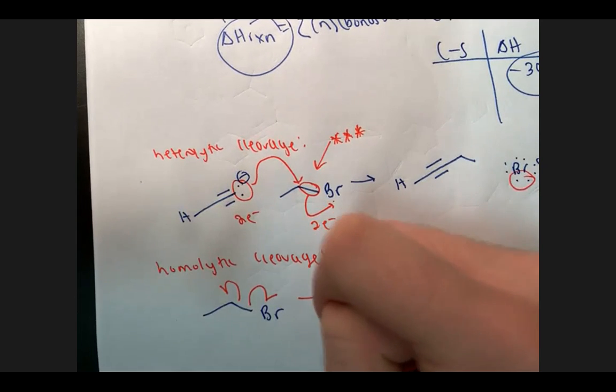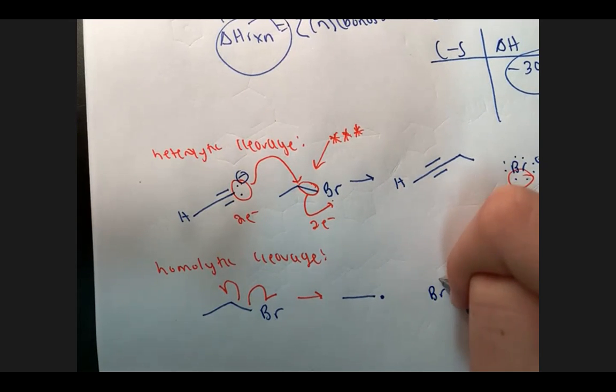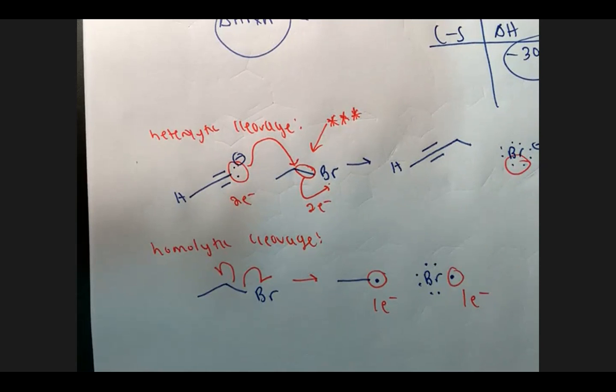Here, I'm going to draw these arrows. What's happening is we get two products where each one of those products retained one of those electrons. Okay, so notice it's one electron and one. That's why it's homolytic cleavage. Okay, so this is radical chemistry.